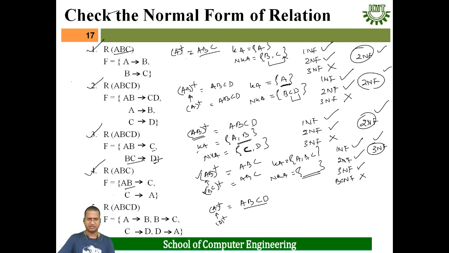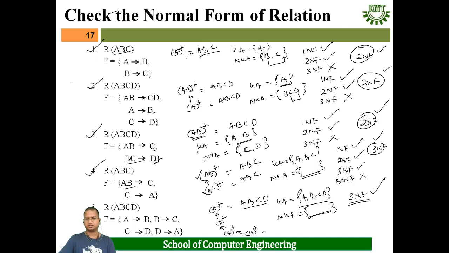Now D can be replaced with C. Then C closure will be ABCD. Then C can be replaced with B. Then B closure will be ABCD. That means all are key attributes, A, B, C, D. The non-key attribute is not present, so the relation will be in 3NF. Whenever a non-key attribute is not present, it will be in 3NF.